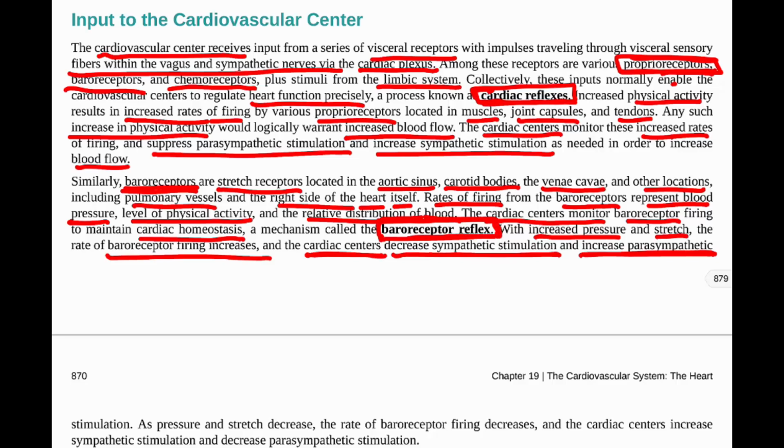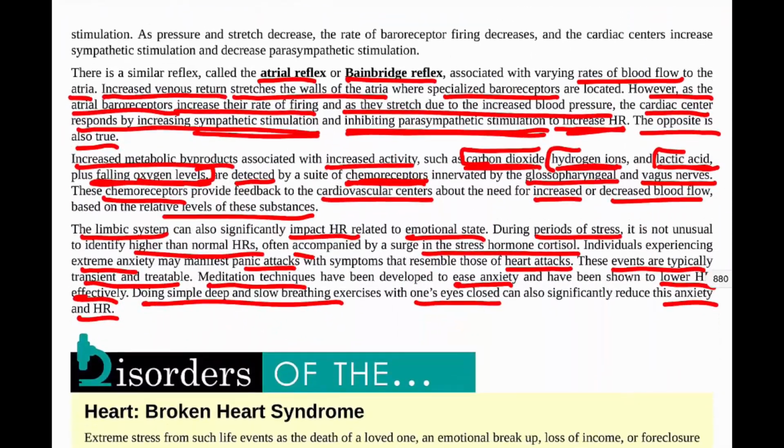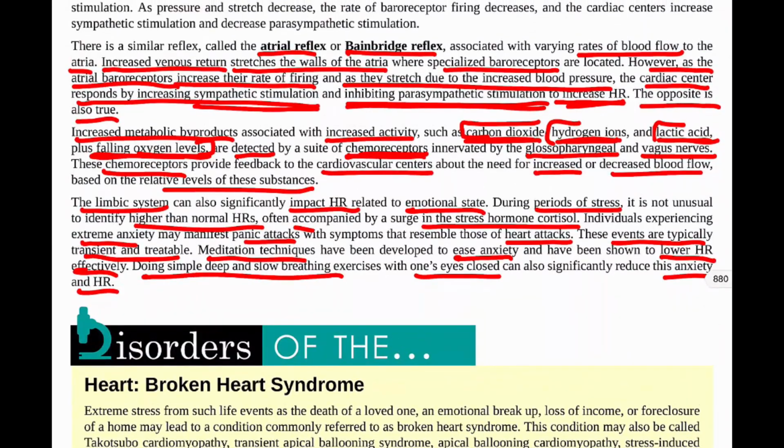Then down here, we talked about other baroreceptors, but those that are specific to being in our atria. So this would be called the atrial reflex or the Bainbridge reflex. And then we also have our chemoreceptors right here, sending information regarding carbon dioxide, hydrogen, lactic acid, and oxygen levels. And then lastly, we have the limbic system, which is based on emotion and stress.